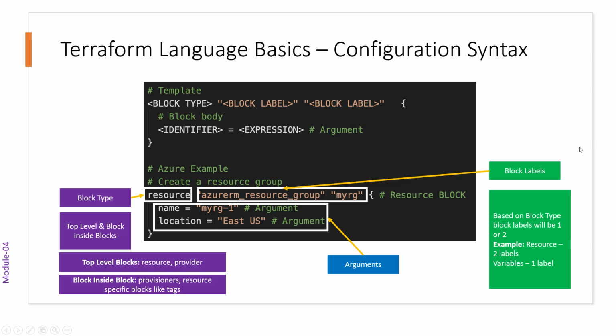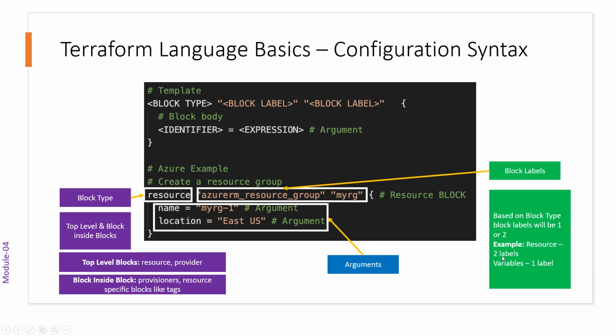So yeah, and here you mentioned based on the block type. So based on the block type, block labels will be one or two. So a resource block type can have one or two labels. For example, in our case, this is one level, right? Let's say you have, for example, a resource.